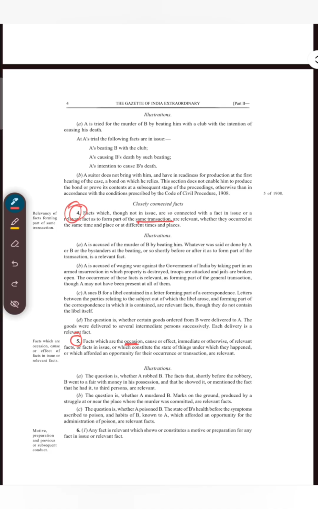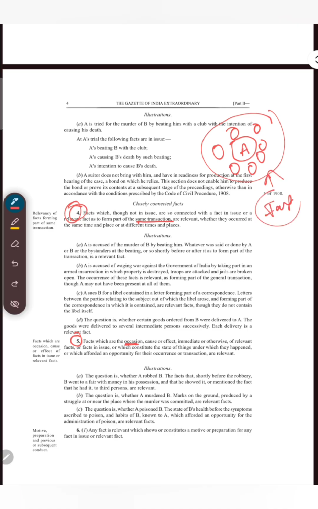For example, if someone is alone in the house, and even the neighbors are not present that night, so it is an occasion. This occasion is itself a fact, and this occasion is itself a relevant fact, because this occasion shows the vulnerability of A, who is alone in the house, that any crime can happen against A.